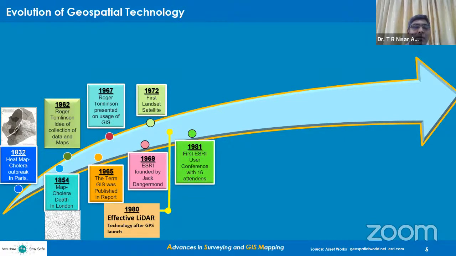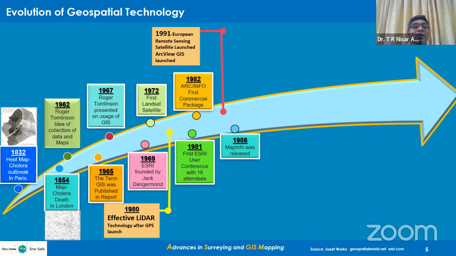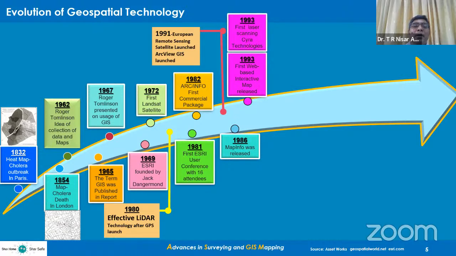In 1981, the first ESRI user conference was arranged with just 16 attendees. Whereas in 1982, the first ArcInfo commercial GIS package was developed. In 1986, the PC version of ArcInfo and MapInfo were released. In 1991, the first European remote sensing satellite was launched. At the same time, in 1991, ArcView GIS was launched. In 1993, the first web-based interactive map was released. At the same time, in 1993, the first laser scanning technology was launched.